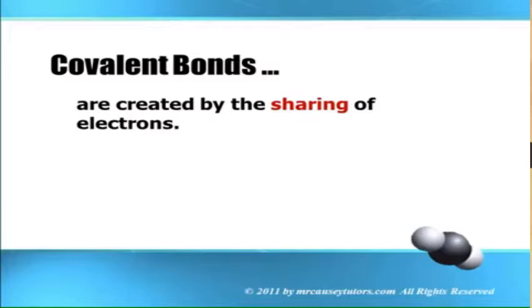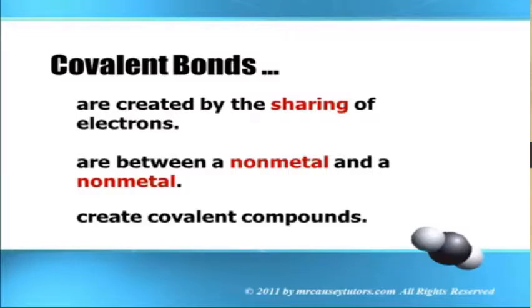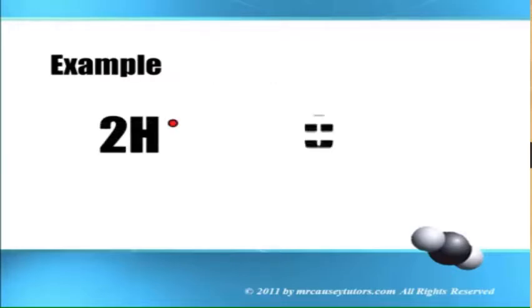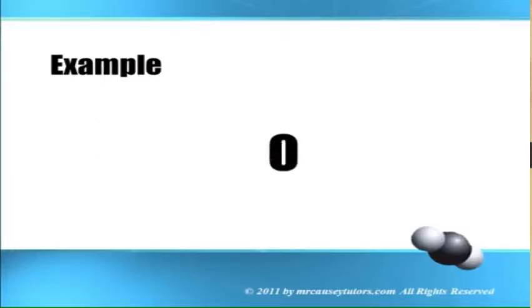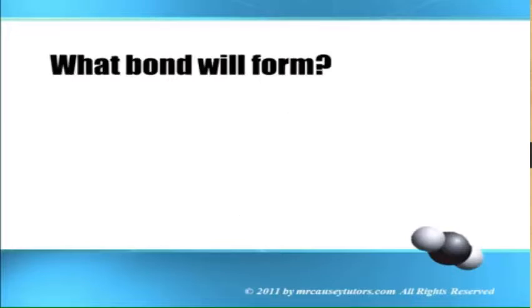Now, it's not so much a transfer of electrons, but a sharing of the electrons between two atoms. It's between a nonmetal and a nonmetal, and of course they create covalent compounds. Here's an example. We have some hydrogen and some oxygen. Now notice oxygen wants 2 electrons. And so we had to have 2 hydrogens. But by sharing electrons, that gives hydrogen its duet, and it gives oxygen its octet. So everybody's happy.